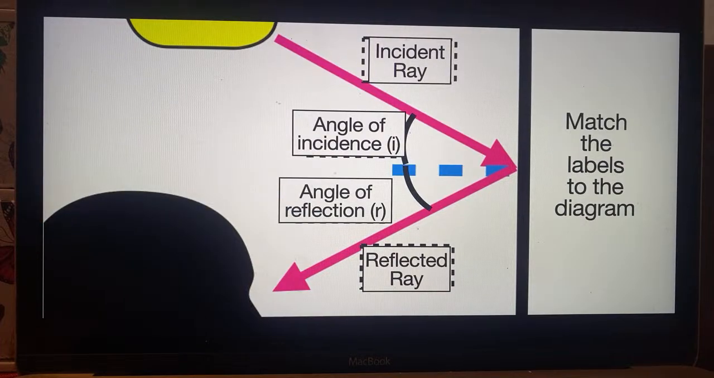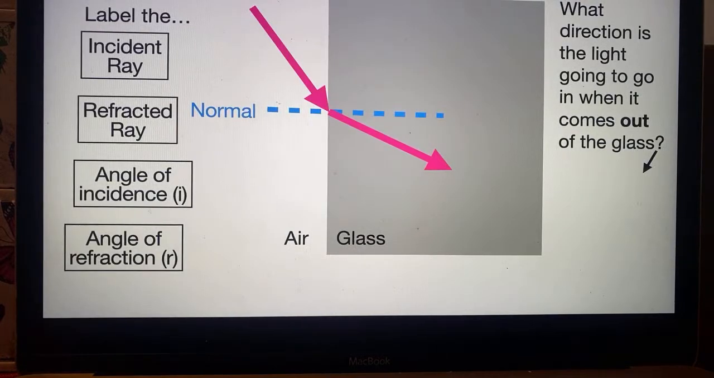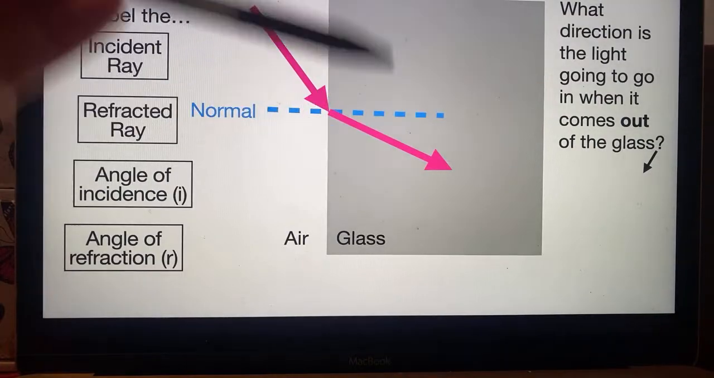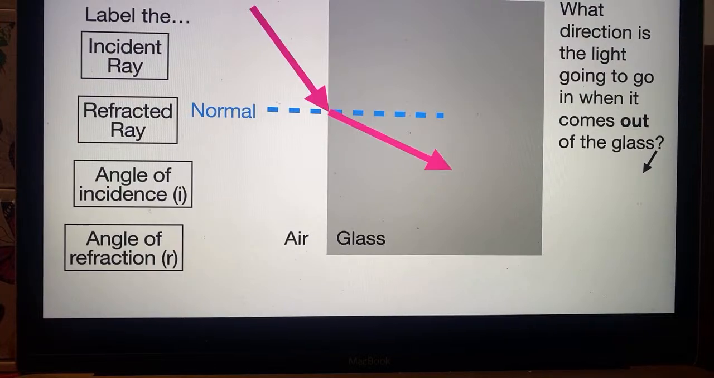All right? I didn't have too many problems with that, did we? Well, have a look at this. This time we've still got a normal, but instead of a mirror, it's a block of glass. So you've got air, a block of glass, a normal going at right angles to the boundary between the air and the glass, and a ray of light shining through the air and then slightly changing direction as it goes into the glass. Could you label which one the incident ray is, which one the refracted ray is, which one the angle of incidence is, and which one the angle of refraction is? What do you reckon?